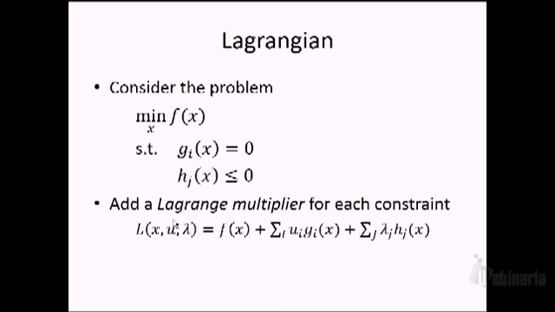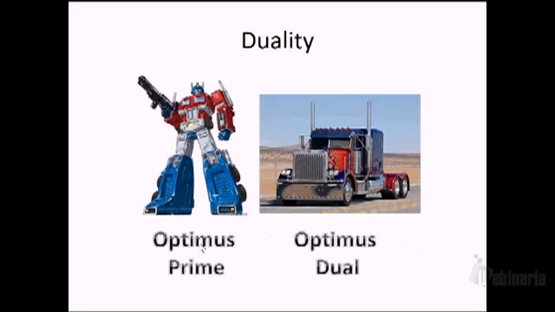So now let's consider the case where we have an additional set of inequality constraints in the form of hj of x less than or equal to 0. And we apply the same principle by adding a Lagrange multiplier for each constraint to get a Lagrangian function. Now we'll see how this Lagrangian function relates to duality.